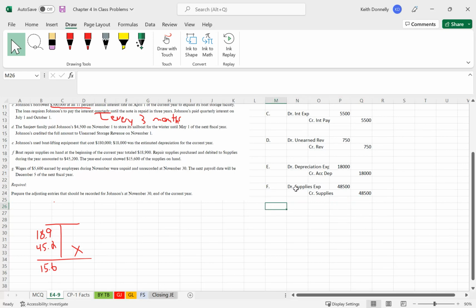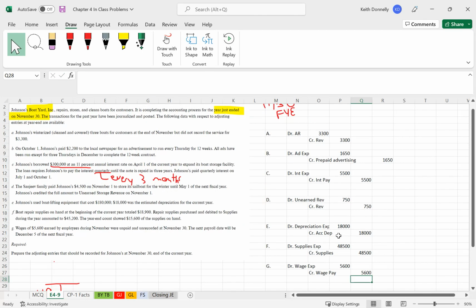Finally, let's look at G. G says, hey, we need to accrue 5,600 of wages for the month of November. 1 month of wages, we accrue it now, we pay it later. So debit wage expense, credit wage payable for 5,600. Okay? So if you want to take a minute, look at these journal entries, pause it, make sure you have everything. We're good to go there.